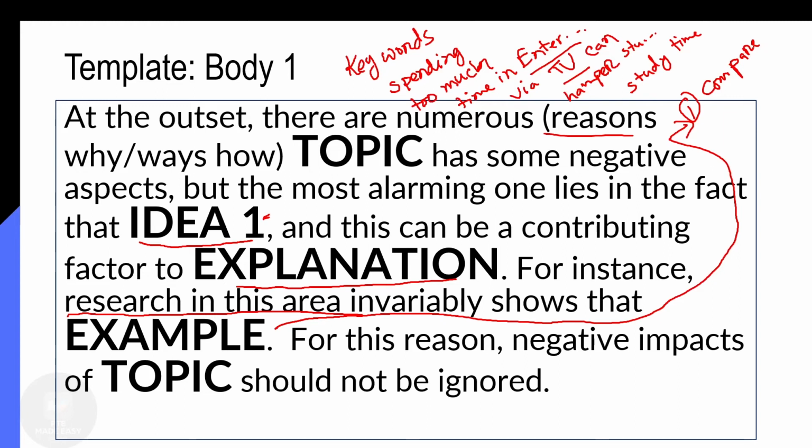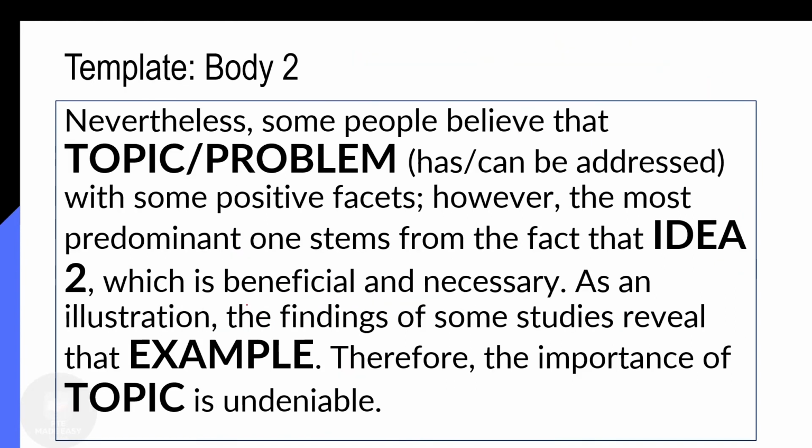Right? For this reason, negative impacts of the topic should not be ignored. Next one is body paragraph 2. Let's take a look. Nevertheless, some people believe that the topic or problem. Remember, if it is a problem solution essay, use the problem and say can be addressed with. Sorry, this is a mistake. It should be here. Can be addressed with. And if it is a normal essay, just say topic has some positive facets.